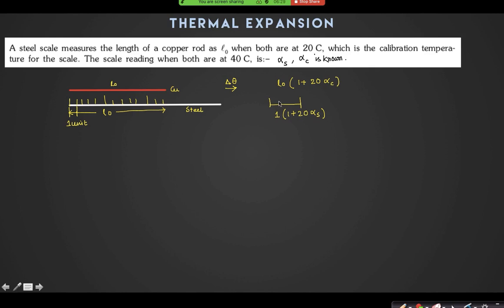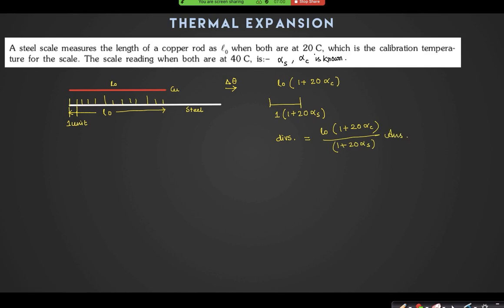So now if I ask you how many divisions are there? This is the new 1 unit. So how many divisions are there? You are going to divide this with one. So 1 plus 20 alpha copper divided by 1 plus 20 alpha steel. That should be your answer.